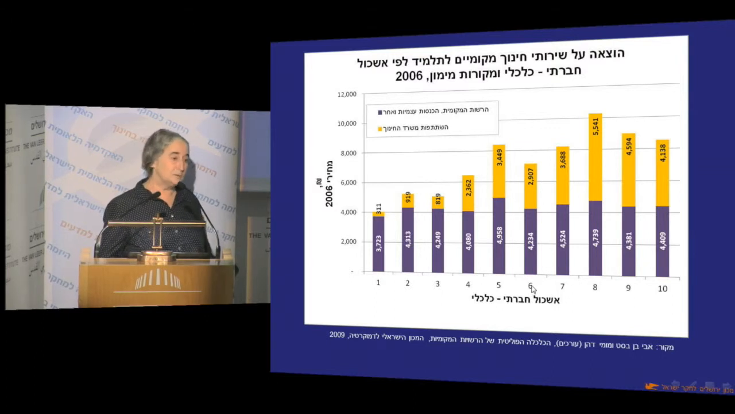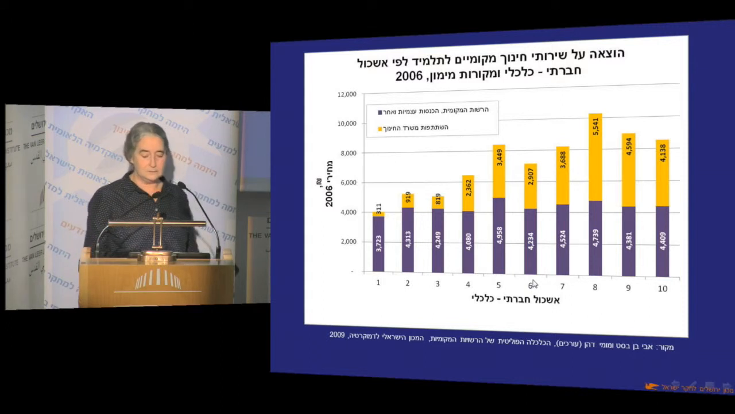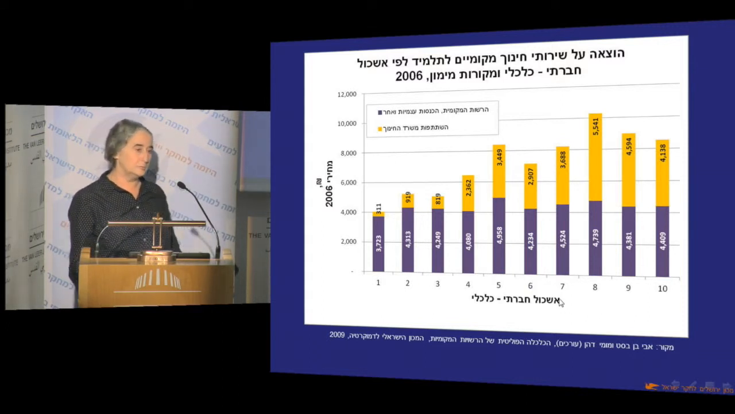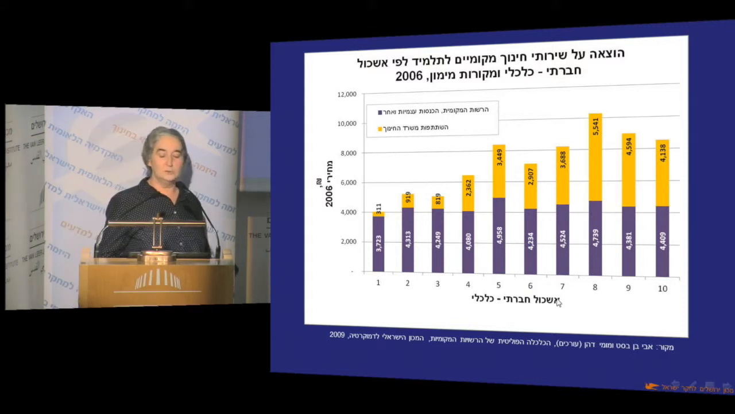Much work has been carried out by the Center of Democracy by Professor Dahan, and he, along with a co-author, showed the inequality in allocation of funds by local authorities in the education system. It's the same budgets that go beyond the Ministry of Education budgeting.